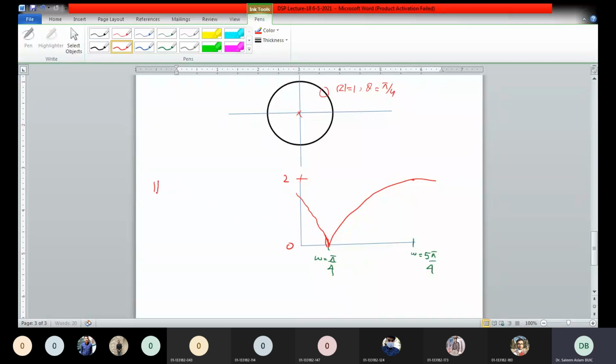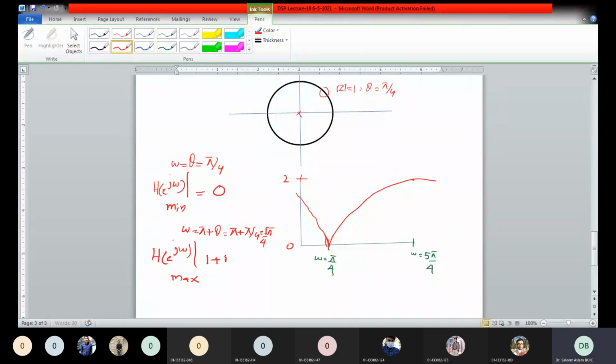So this function has minimum value, H e to the power j omega, at omega equal to theta, which is now pi by 4, and that is equal to 0 because it is on a unit circle. And if something is on a unit circle, we'll get 0 because we don't have any vector. And if you want the maximum value, H e to the power j omega max, you will have omega equal to pi plus theta, which is pi plus pi by 4, equal to 5 pi by 4.